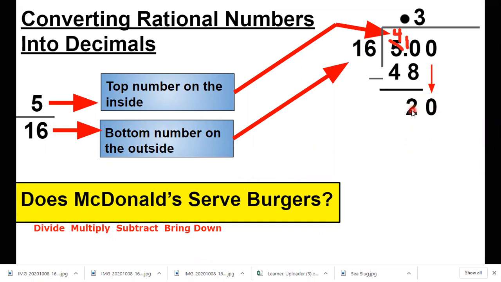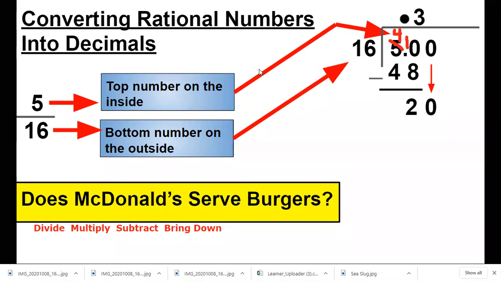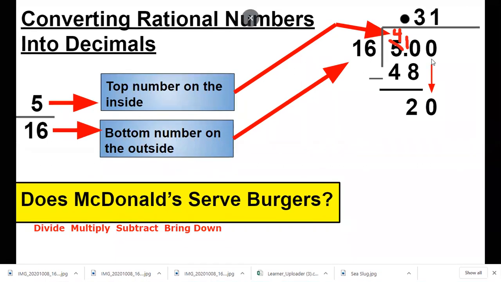We already decided that 2 times 16 was 32, so that was over. So it has to be less than 2. Right, it's 1. 16 times 1 is going to give us close. So we're going to get a 1 and we're going to put it right up here above the 0 we just added. And now we're on the McDonald's part, the multiply part.